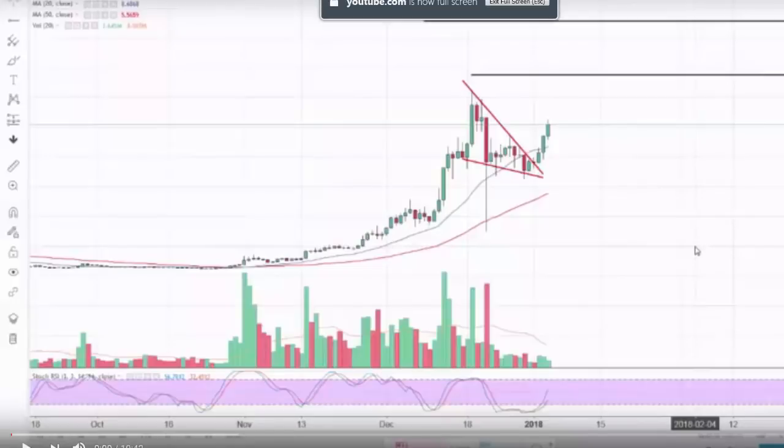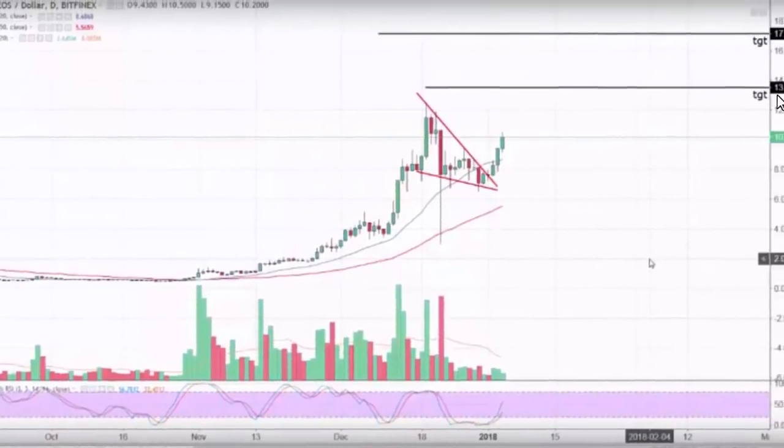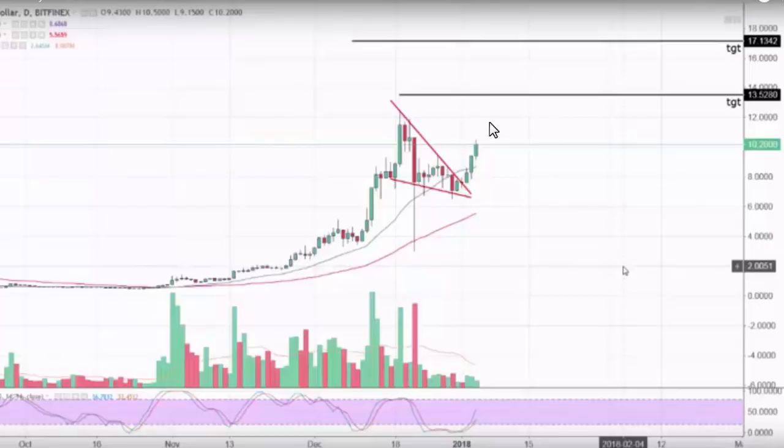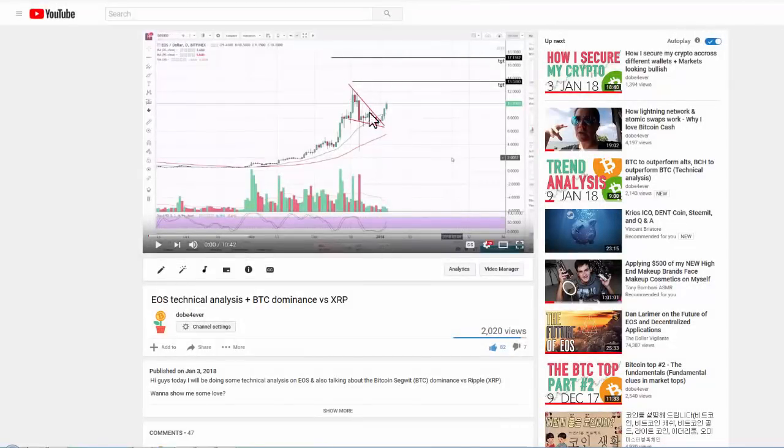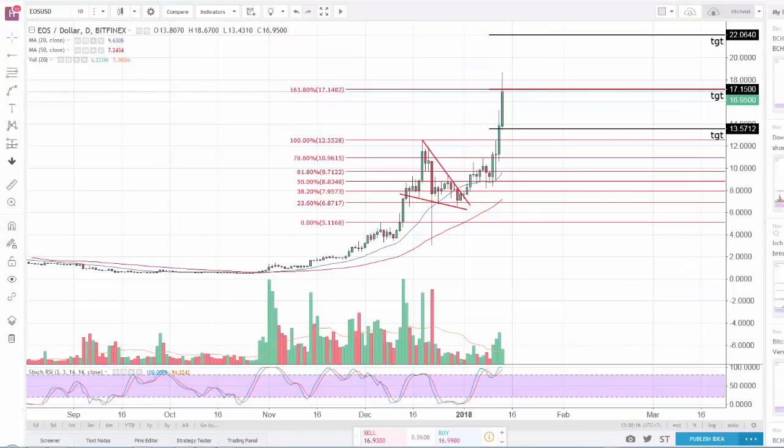I gave, as a first target, 13.5. And I said we could probably find a little bit of resistance before breaking through. And then the next target was going to be 17.13 here, from breaking out of this descending wedge. So right now this is the chart.